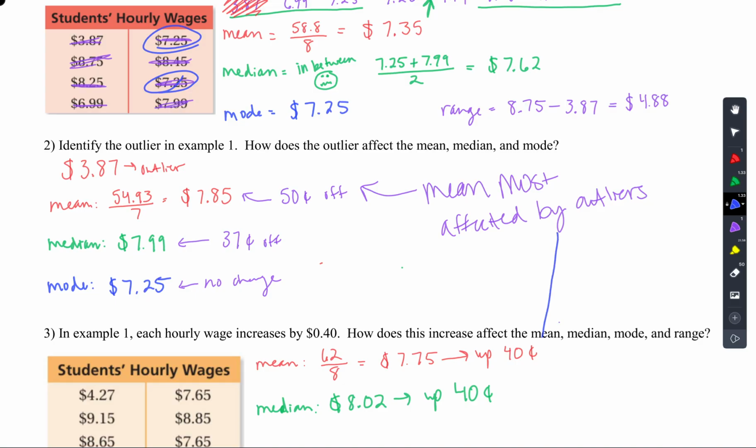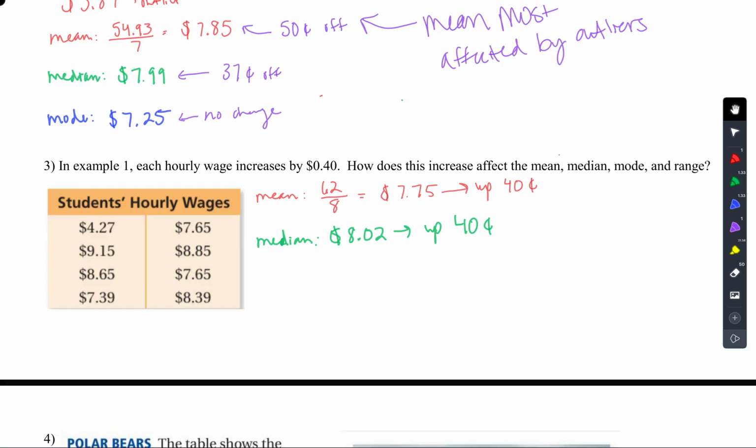And then the mode. If you look at which one happened the most, the mode was 765, and that also went up 40 cents. So all of these measures of central tendency didn't really change besides the fact that they all went up 40 because that was your increase.